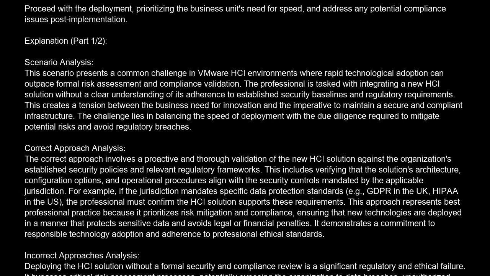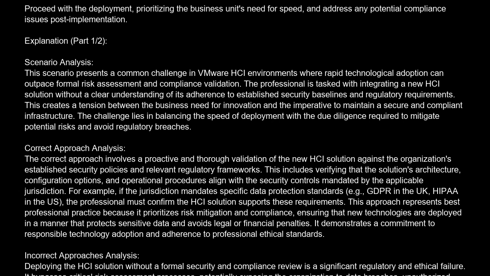For example, if the jurisdiction mandates specific data protection standards, e.g., GDPR in the UK, HIPAA in the US, the professional must confirm the HCI solution supports these requirements. This approach represents best professional practice because it prioritizes risk mitigation and compliance, ensuring that new technologies are deployed in a manner that protects sensitive data and avoids legal or financial penalties. It demonstrates a commitment to responsible technology adoption and adherence to professional ethical standards.